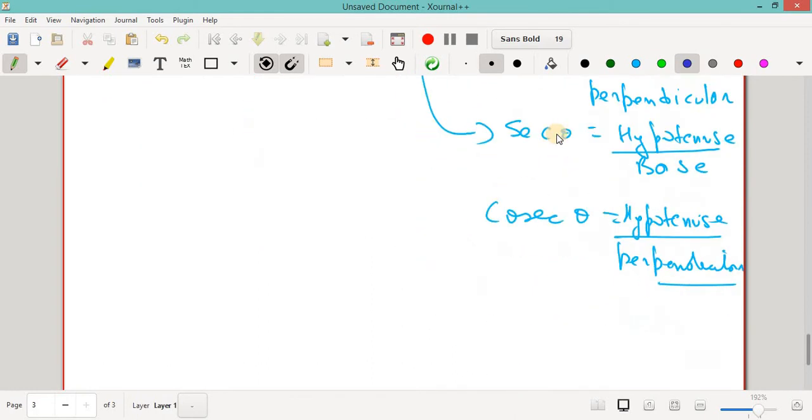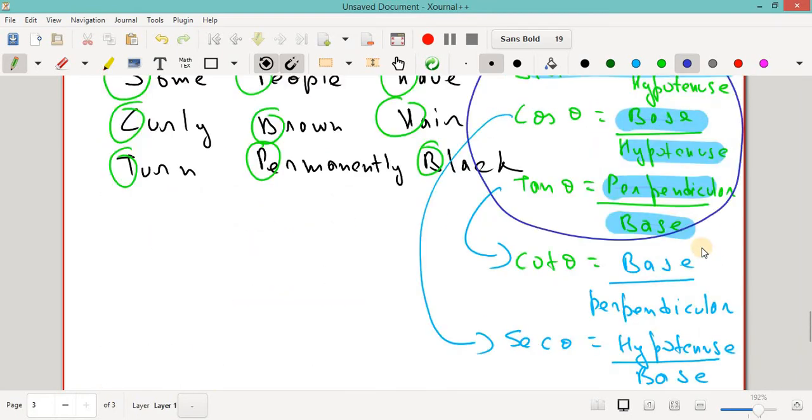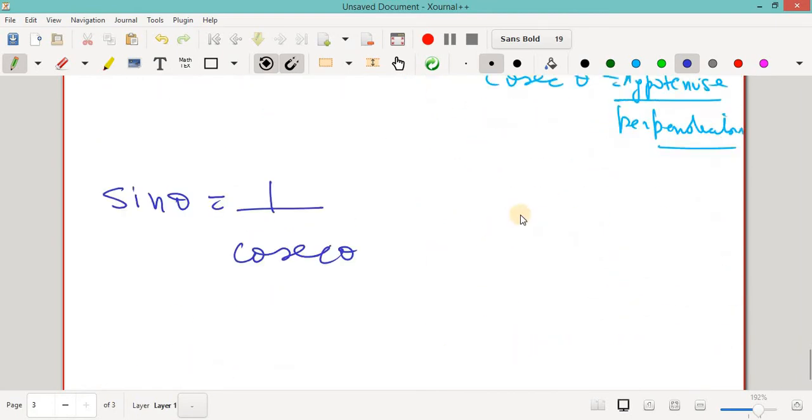Remember one thing, that sin theta is always 1 by cosec theta. Formula wise also we can do this. You can see that sin theta is just the reciprocal. So sin theta is always 1 by cosec theta. Now from here another formula will come. There are three formulas we can get. That is, cosec theta is 1 by sin theta.